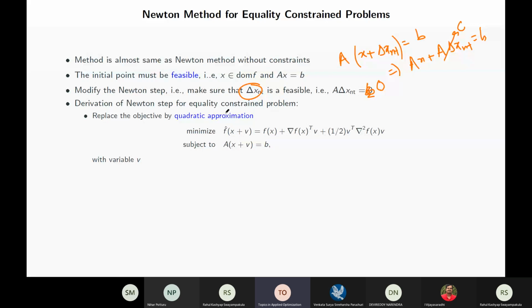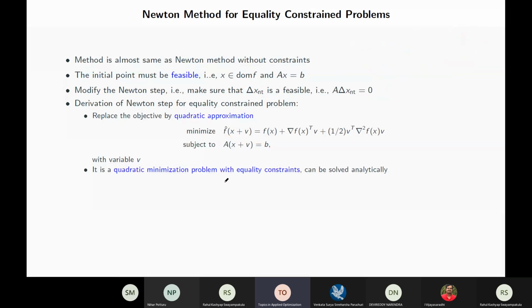So if we want to derive a Newton step for the equality constraint problem, then we can replace the objective like this. We are assuming that v is the descent direction, and x will get modified by x plus v, and here also in the equality constraint. It's a quadratic optimization problem with equality constraint. So the Newton method can be seen as a method that is applied to this.